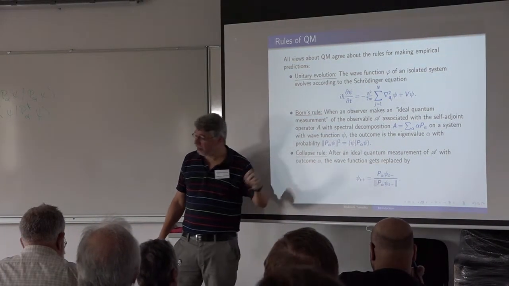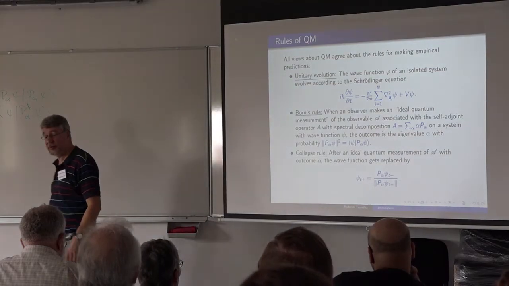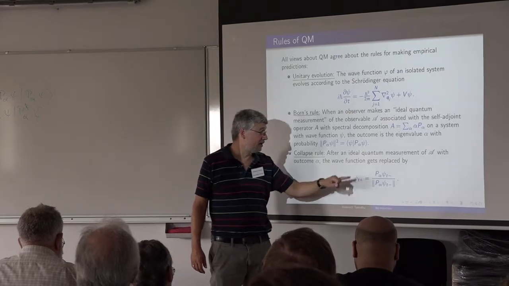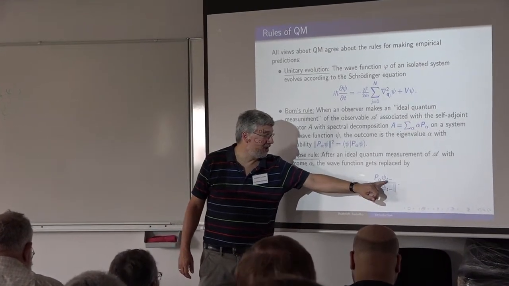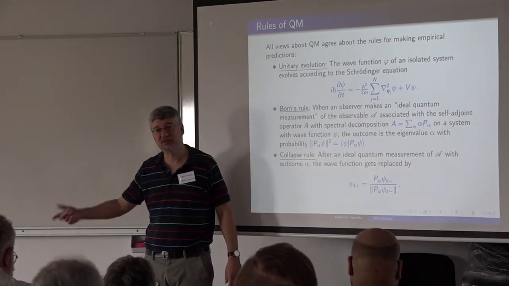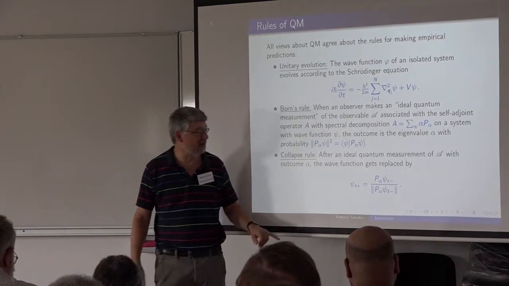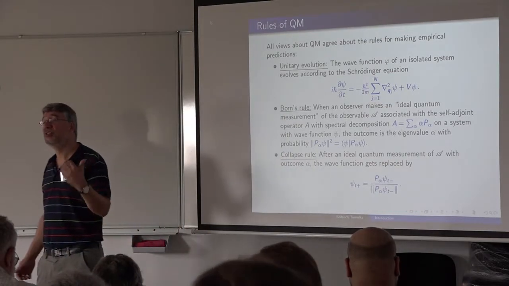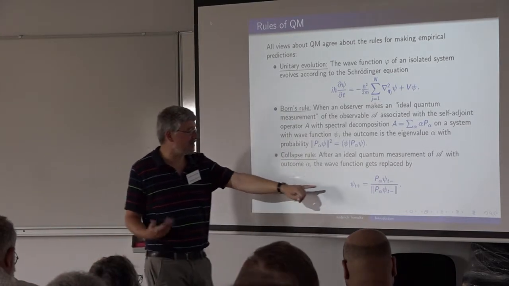And then the wave function collapses. So if you got the outcome alpha, then the wave function gets replaced in this way here. The subscript means the time at which we are looking. So psi subscript t means you're considering psi at time t. T minus means the left limit, so just before t, and t plus means just after t.